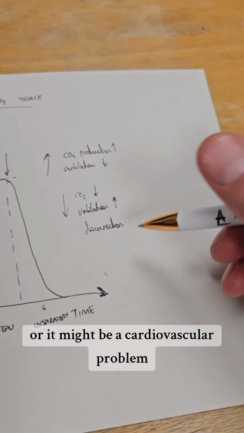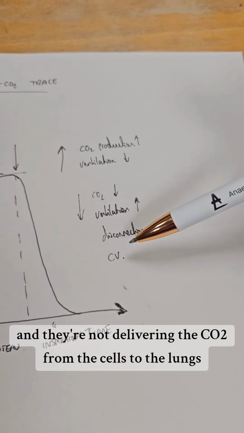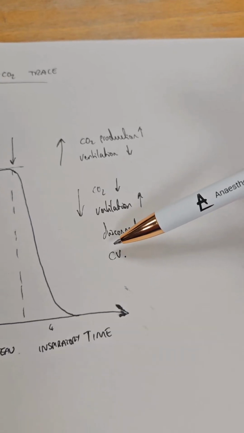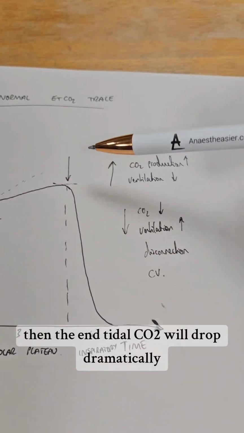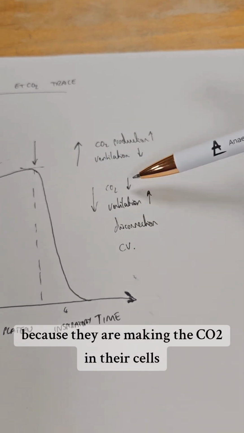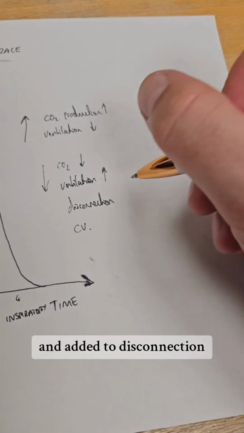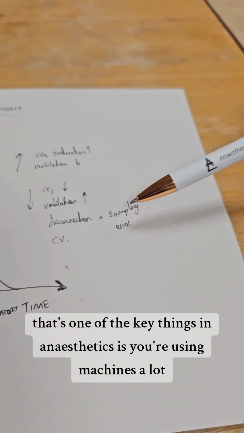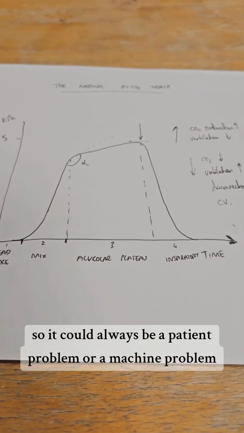or it might be a cardiovascular problem and they're not delivering the CO2 from the cells to the lungs. So if someone has got a large pulmonary embolus, or if they have got a very low cardiac output, then their end-tidal CO2 will drop dramatically because they are making the CO2 in their cells, but they are not delivering it to the lungs. And added to disconnection, we can also say sampling error. That's one of the key things in anaesthetics, is you're using machines a lot. So it could always be a patient problem or a machine problem.